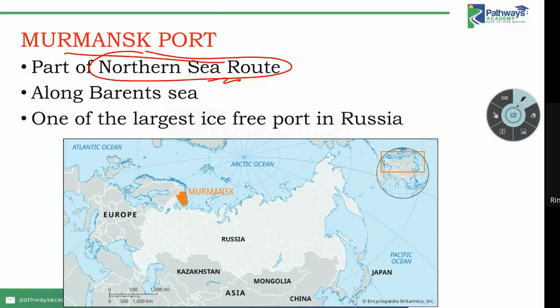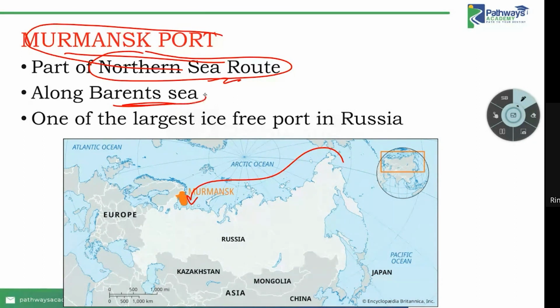It is a sea route that connects Asia to the Arctic Ocean. For India, the Arctic Ocean is very, very important because India is already exploring natural gas and oil from the Arctic region. So this North Sea route is very important for India. This Murmansk port is present in the Barents Sea. Actually, the Barents Sea is this region. It is a part of the Arctic Ocean.